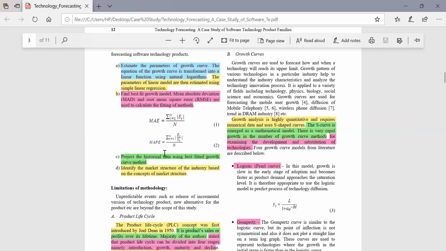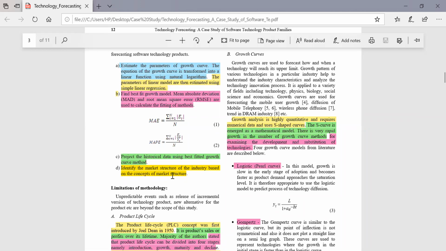So after segregation of the historical data, you have to identify the market structure of the industry based on the concept of market structure. You should identify exactly how the structure of the market for that particular product will be, because before you manufacture a product, people will always survey the market: what is the need, what the nature of the market is, whether the product you're going to manufacture will be suitable for other markets.